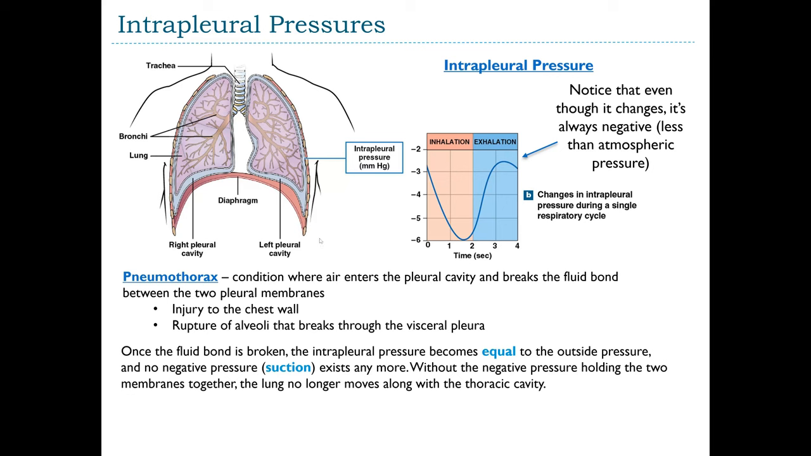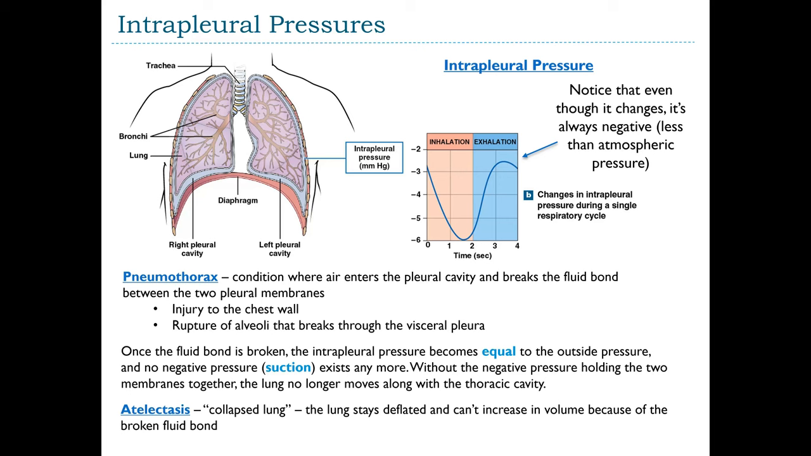So now if you increase the volume of the thoracic cavity, the parietal pleural membrane will go with it. But because it's no longer stuck to the visceral pleural membrane, the lung will just sit there and it won't move. And this results in atelectasis, which is a collapsed lung. So the lung stays deflated and can't increase in volume because of that broken fluid bond. And so the lung is no longer moving along with the volume changes in the thoracic cavity.